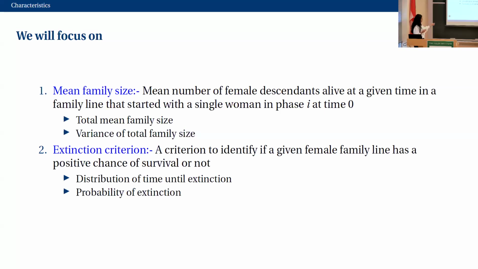First up, we have mean family size. By mean family size, what I mean is the mean number of female descendants alive at a given time in a family line that started with a single woman in phase or age class I at time 0. We will also look at the variability of the average number of descendants. Then we will move on to extinction. So we will be looking at a criterion to identify if a particular family line has a positive chance of survival or not. And we will also approximate some extinction probabilities.